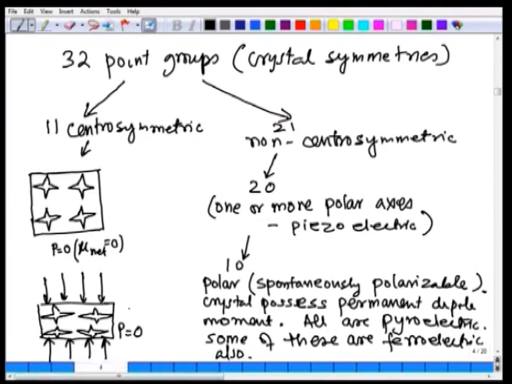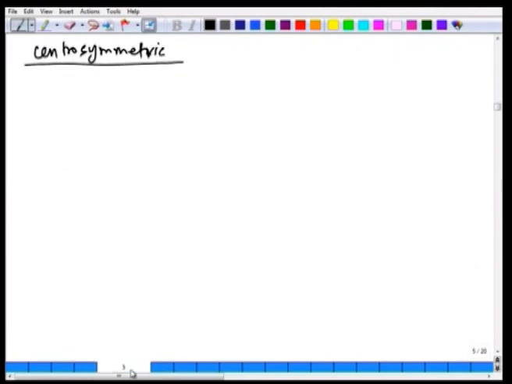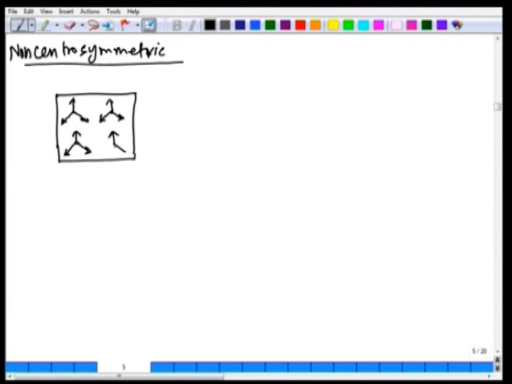So now, this is a centrosymmetric. Now let us look at a non-centrosymmetric crystal. In fact, let us add the word non here. Now let us look at one of the non-centrosymmetric. Let us take an example like this now. What if these dipoles were pointing like this? And it was nicely symmetric, but now in this form.